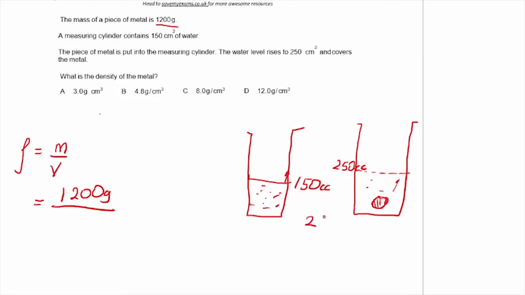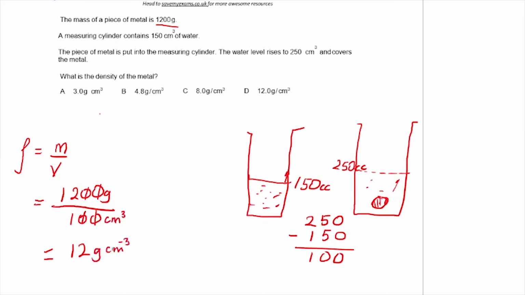So the volume of the metal here is given by 250, which is the new level of the water, minus 150. When we subtract those two, we end up with 100. So this is going to be over 100. That's the volume of the piece of metal. Then we end up with 12. This 100 is in centimeters cubed, or cc, so it's 12 grams per centimeter cubed. And from there, we are able to see that our answer is D.